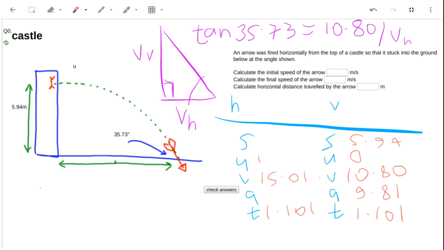And the horizontal acceleration is 0 anyway, so we've got 15.01 as the initial horizontal velocity. And then we can work out the distance simply by doing the velocity times the time. So 15.01 times 1.101, and that gives us 16.53 meters for the distance that the arrow traveled horizontally.